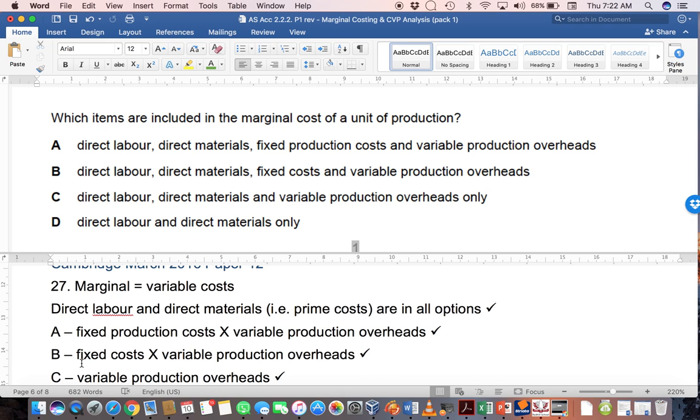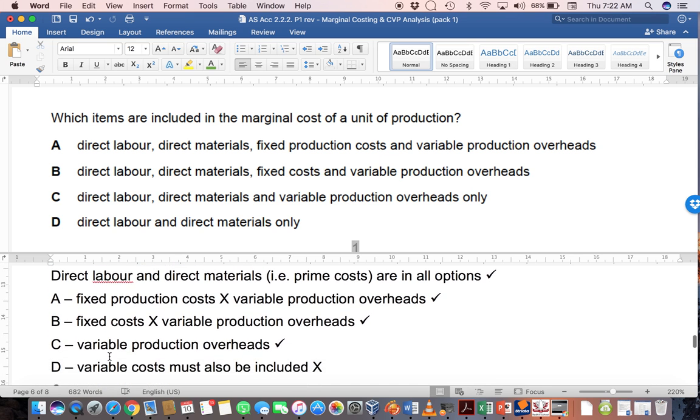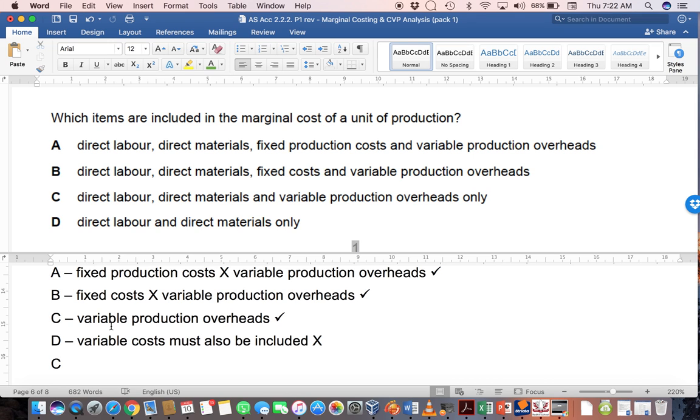Number B, likewise, is suggesting that you would use all your fixed costs, in other words, your fixed production costs, as well as any fixed marketing and selling and admin costs. But again, because it's fixed, we wouldn't be using it in marginal costing. So therefore, B also is not an option.